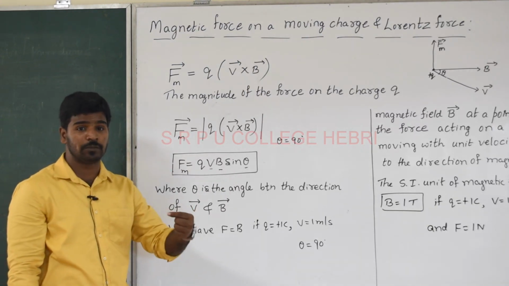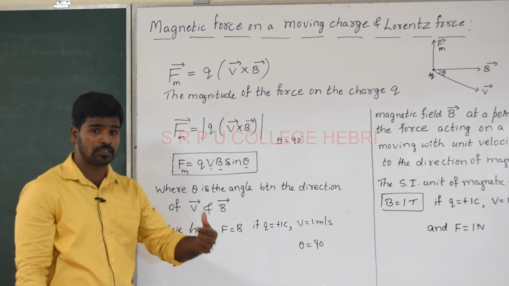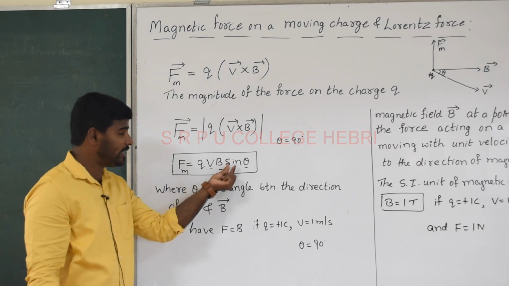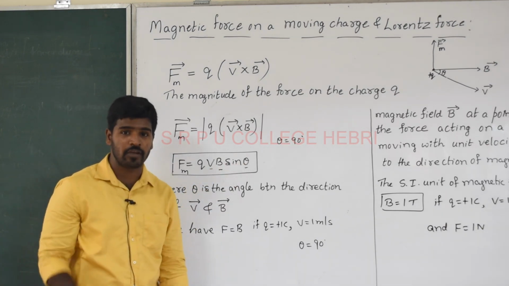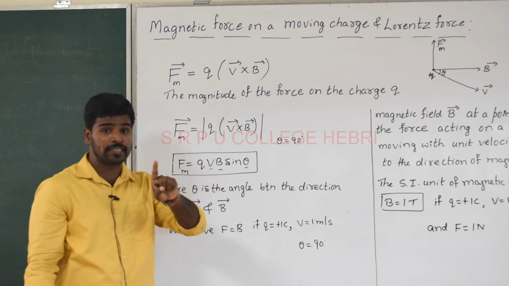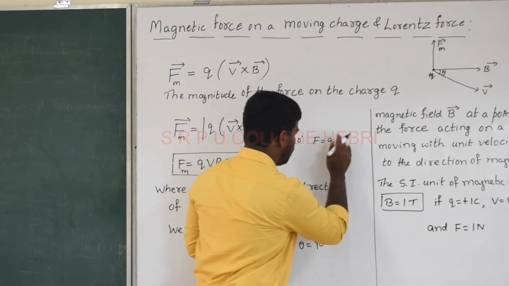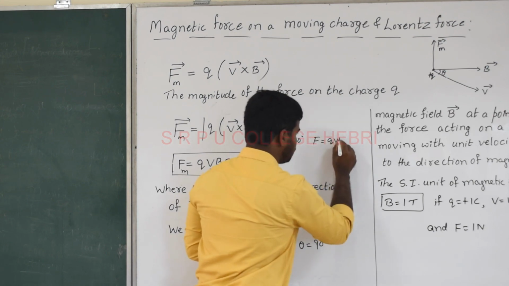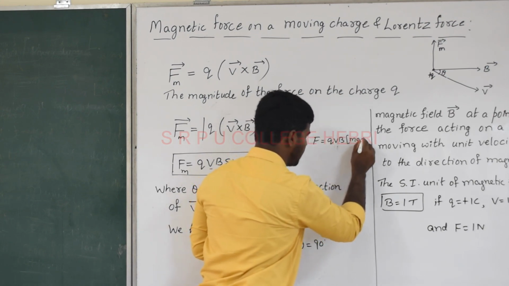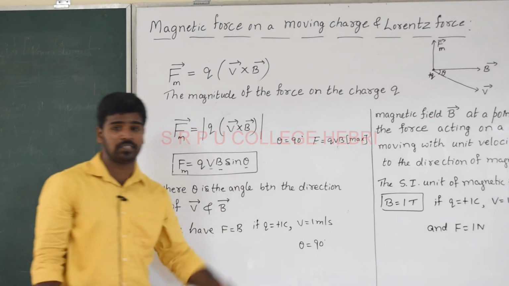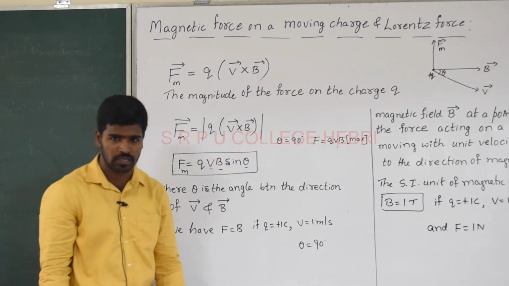When the force experienced by the positive charge is maximum, see here, when theta is equal to 90 degrees, sin 90 will be 1. Therefore the equation becomes f is equal to qvb. This force is taken to be the maximum force experienced by the positive charge. Is it clear?